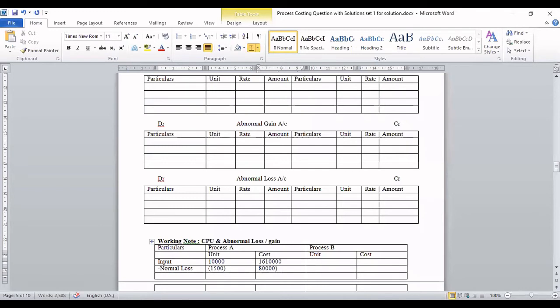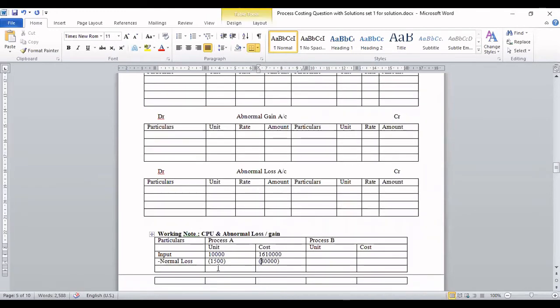Now what you get, we call it normal output or expected output. Whatever you feel good, you can write. That's not a problem. Tell me, 8,500 is your expected output. And for that the cost would be 15 lakh 30,000.